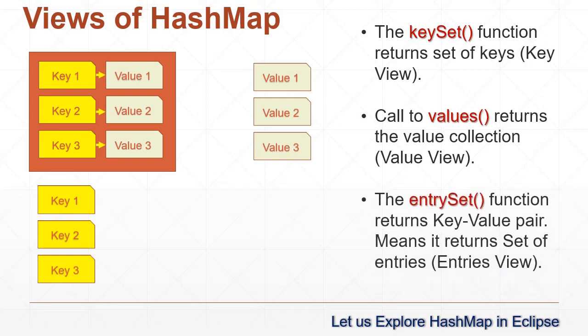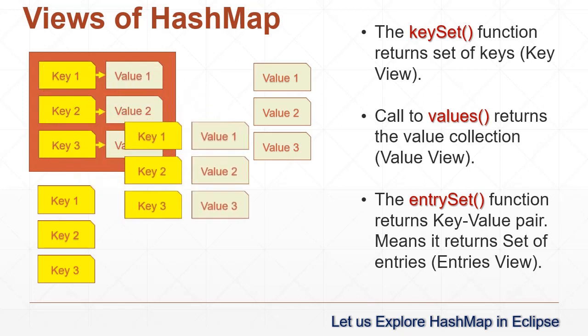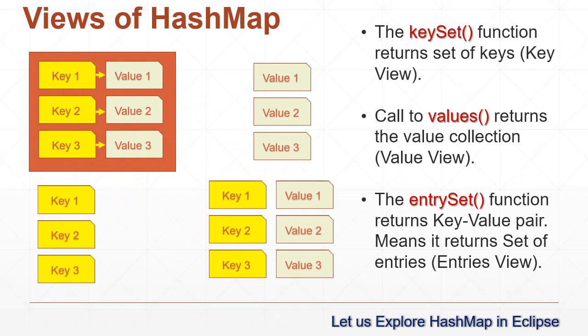The entrySet function returns key value pairs. That means it returns a set of entries, or we can call it an entry view. So the HashMap can represent three kinds of views. One is the key view, which you are seeing here at the bottom, the other one is the values view, and the third one is the entrySet view. Alright, now let us explore some of the functionality of HashMap in Eclipse.